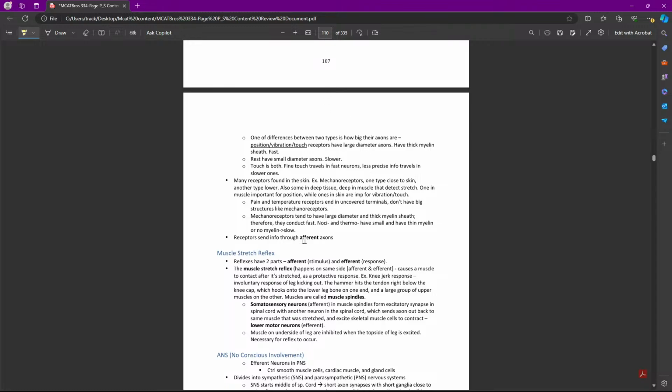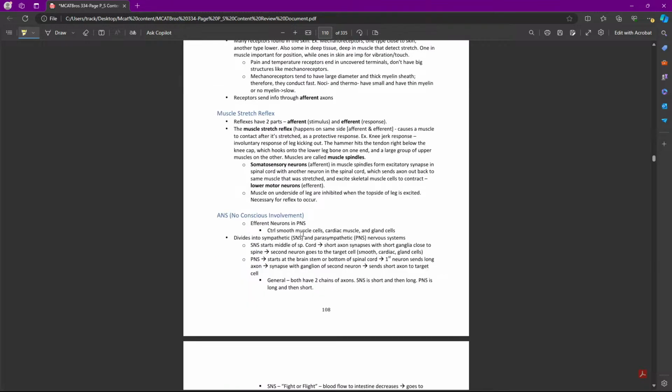Receptors tend to send signals through afferent neurons. Afferent is towards, because my teacher taught me wrong, where she thought afferent meant away, but she corrected us by saying it's the opposite. So, reflexes have two parts. They're afferent and efferent.